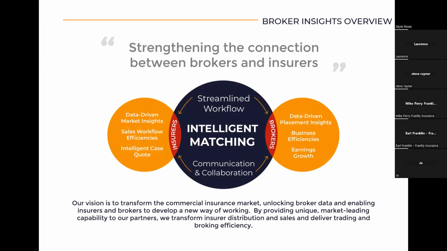So the whole vision for the company and for the platform is ultimately to transform the way the commercial insurance market works by unlocking broker data and enabling insurers and brokers, you guys, to develop a whole new, efficient way of working. By providing unique market-leading capability to our partners, the aim is to transform insurer distribution, sales, and deliver trading and broking efficiency. And the way that it works, as Jamie's alluded to already, is a matchmaking service.